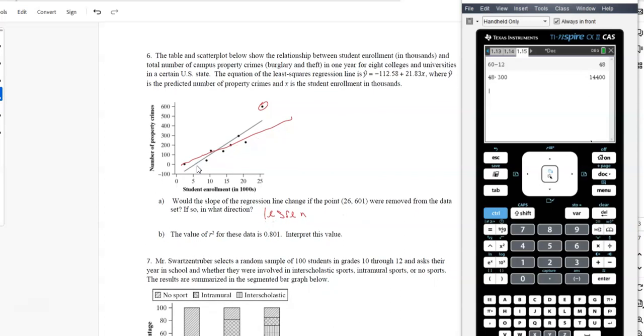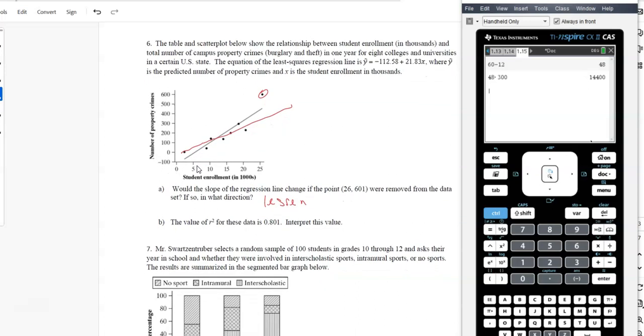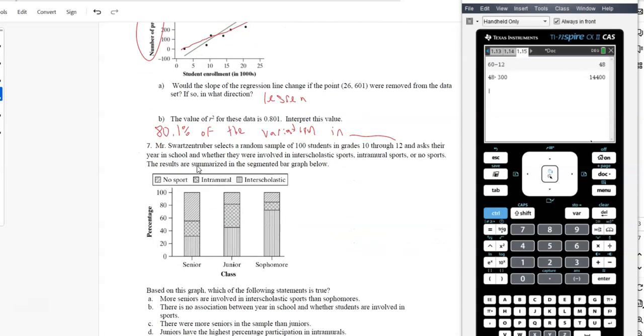The value of r squared is 0.801. Interpret this value. So you would start with something like 80.1% of the variation in y, the number of property crimes, can be explained or accounted for by the regression line. I'm not going to write the rest, but I said it.